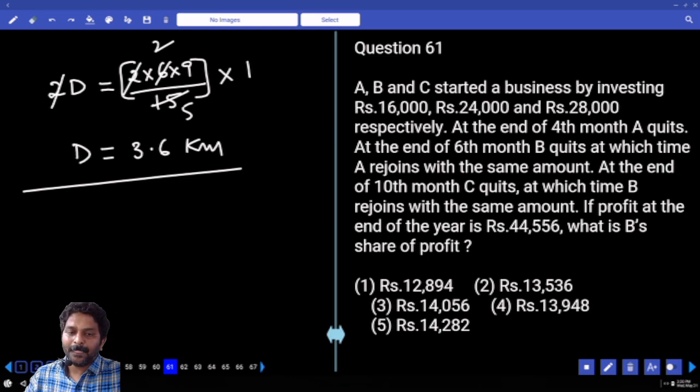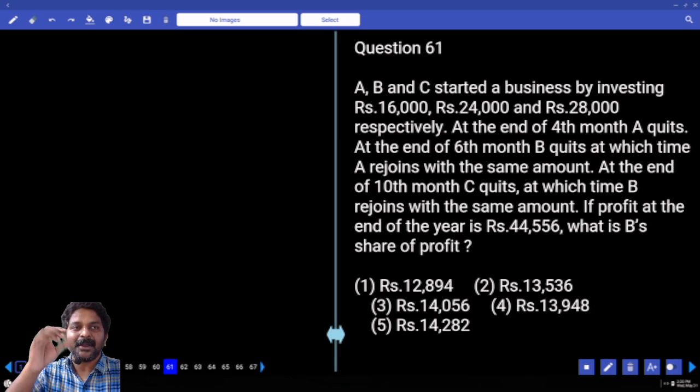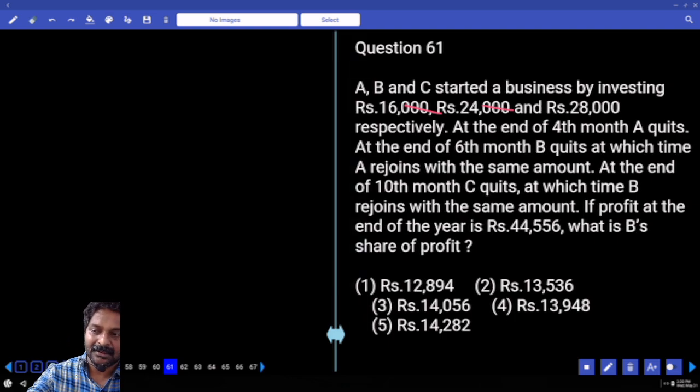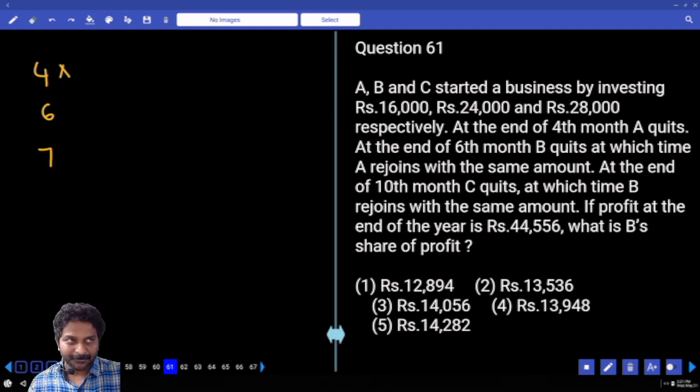Now what is happening here is, at some point of time A is going out and after some time he is coming back, correct? With the same investment. So that means there is no change in the investment. So I'll directly consider only the numbers except zeros. Is that okay for you? So when you look at the numbers, you can understand them as 4, 6, 7. All are multiples of 4, right? 4, 6, 7. Now all 3 members started at the same time.